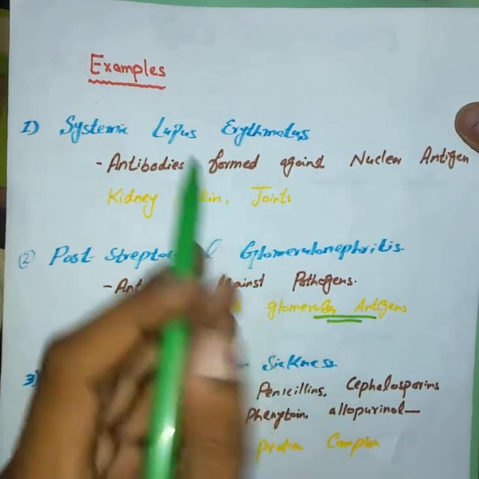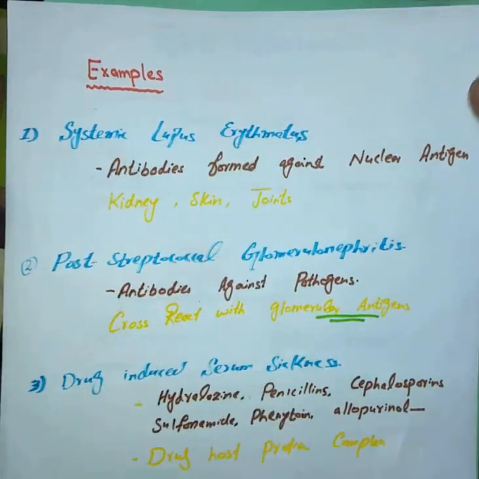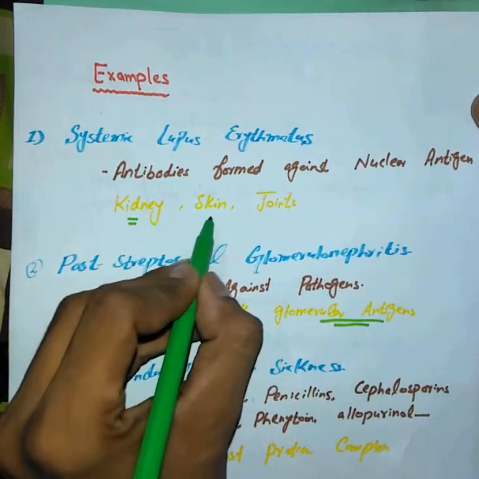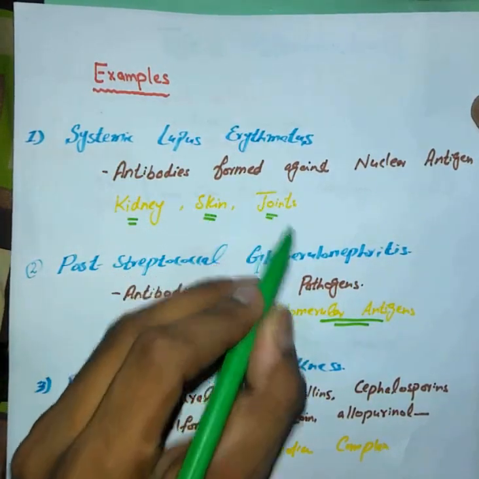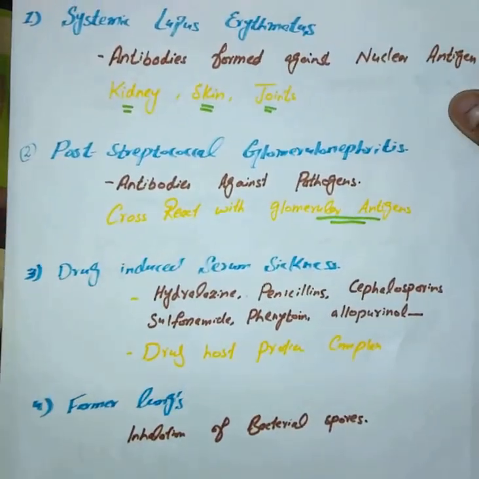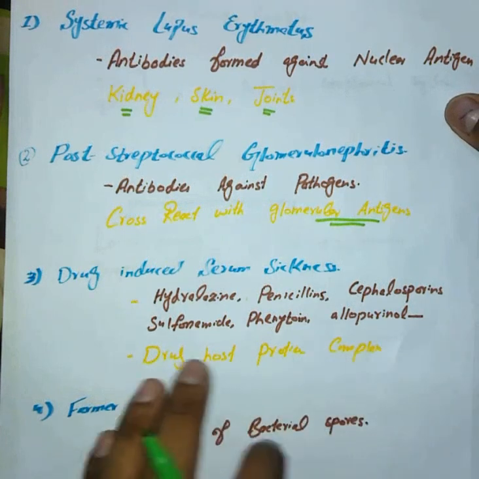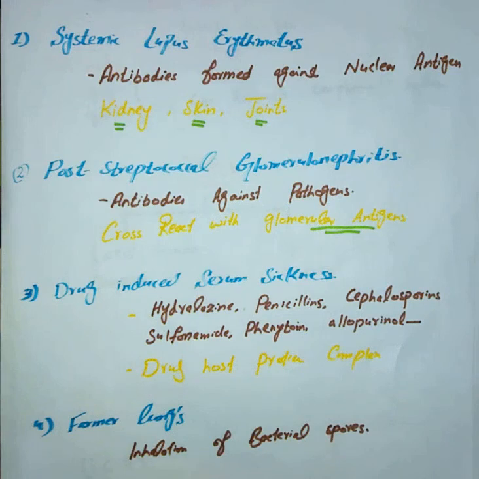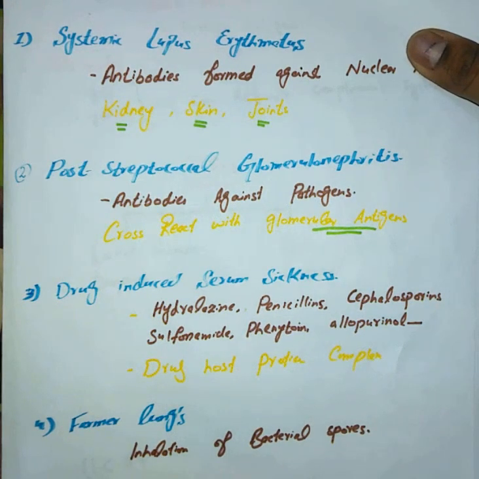Okay. Similarly, in systemic lupus erythematosus, these immune complexes will start depositing in the kidney, under the skin, and in some joints. Similarly, in drug-induced serum sickness, there are certain drugs like penicillin, cephalosporin, sulfonamide, and phenytoin. All these drugs can form immune complexes, and they can deposit on the blood vessel and start the immune reaction. So drug-induced serum sickness is also an example of type 3 hypersensitivity reaction.